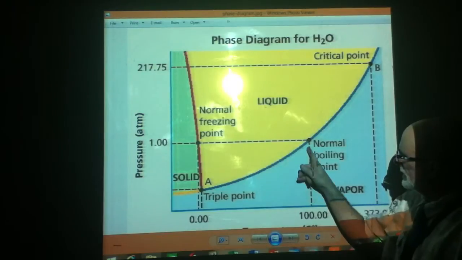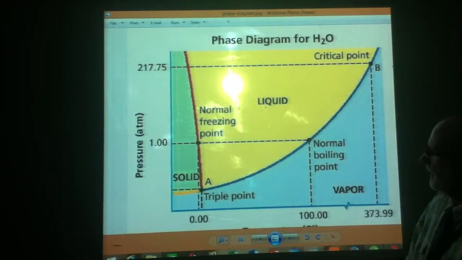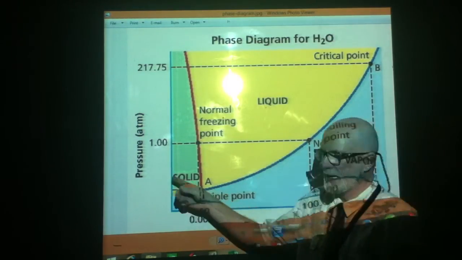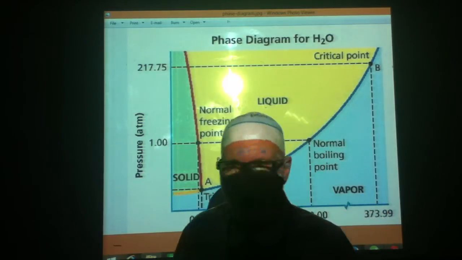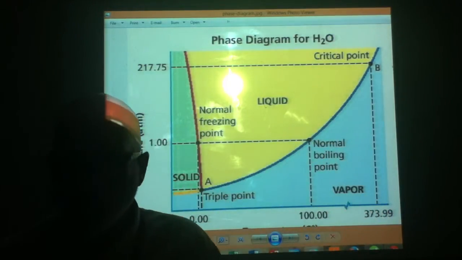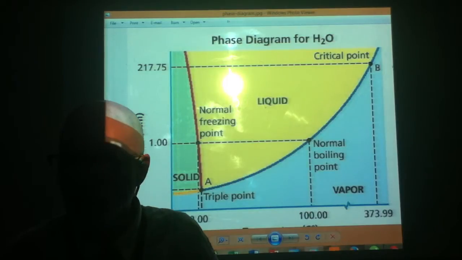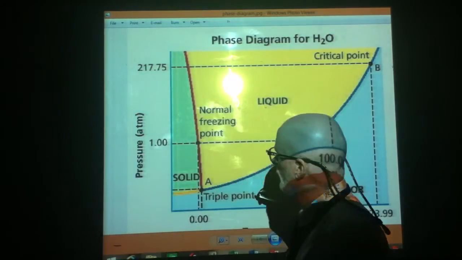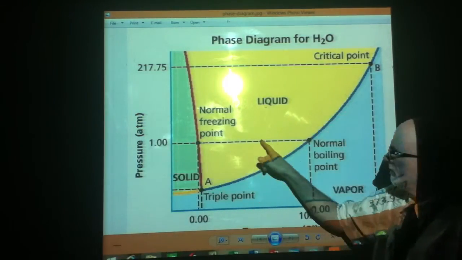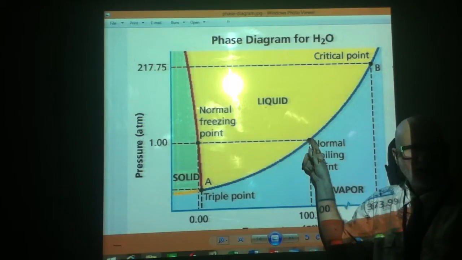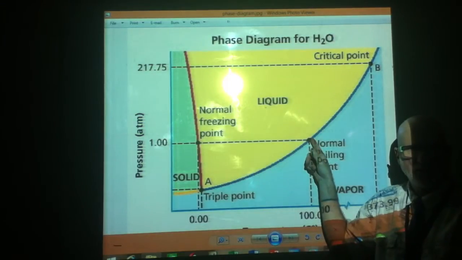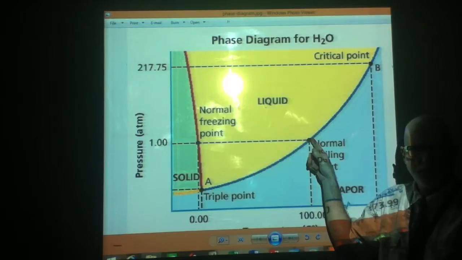Here's 100 degrees Celsius. So here's pressure in atmospheres. Instead of 100 kPa, they just use atmospheres. So this is 1 atmosphere right there. So that's 100 kPa, 101.3, right? Clear? Are you with me?